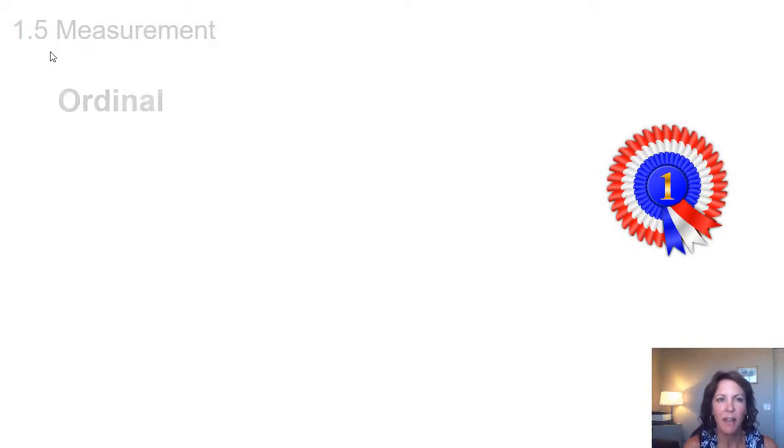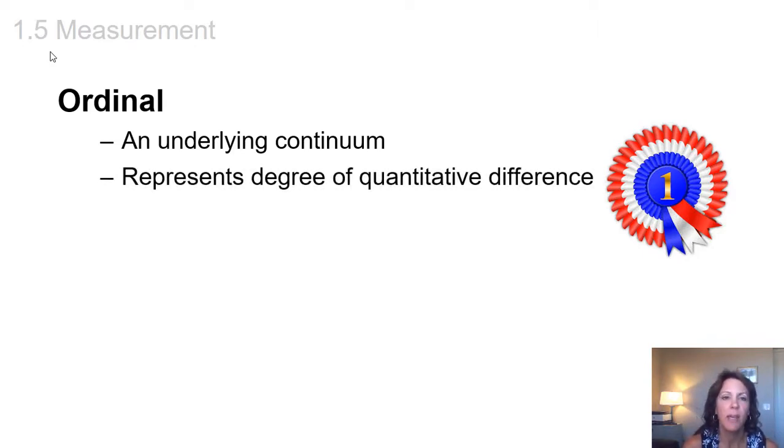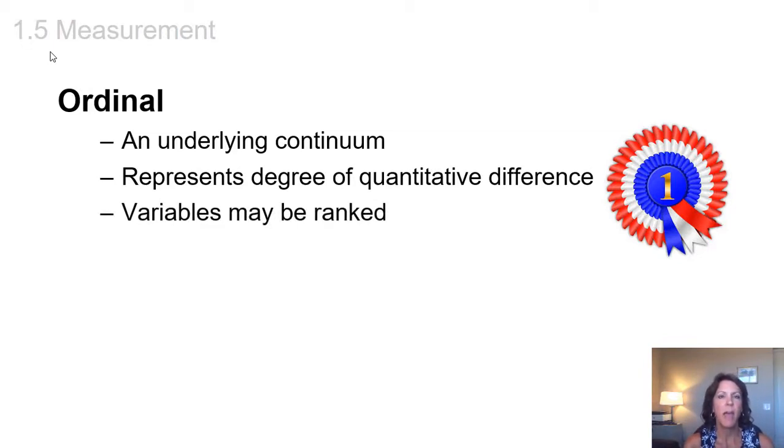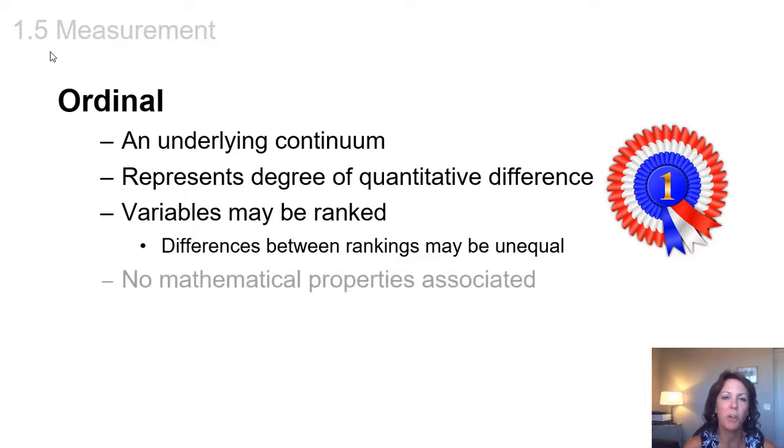The second level of measurement is ordinal. Think of ordinal as categories with an order. You might want to write that down. Ordinal scales of measurement have an underlying continuum, meaning that things do have a rank order. It represents a degree of quantitative difference, and the variables can be ranked. They can be rank ordered. The differences between the rankings, however, might be unequal, and therefore you cannot do any math on an ordinal variable either. So there's no mathematical properties associated.